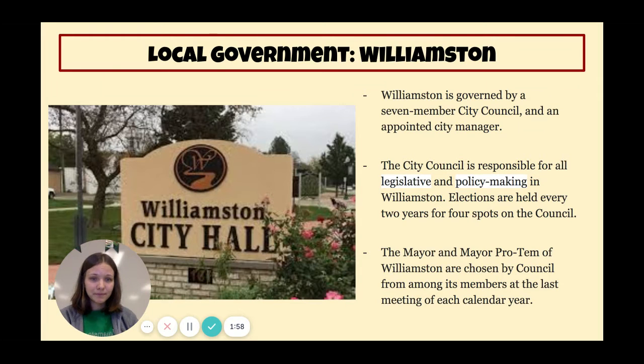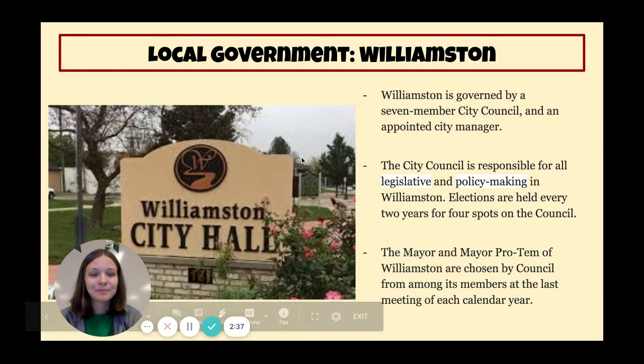The city council is responsible for all the legislative, so all the laws, and the policy making in Williamston. Elections are held every 2 years for the 4 spots on the council. The mayor and the mayor pro tem of Williamston are chosen by the council from among its members at the last meeting of each calendar year. So each year, all the members in the council vote to see who the mayor and the mayor pro tem are going to be for the following calendar year. So it's a really cool position to be in. It's a great way to be involved in government, but to be more local and to focus on what you can do for your specific community that you live and work in, and your family might live in.